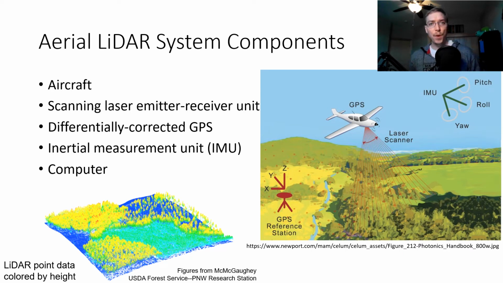There are a few different system components. We've got our aircraft, the thing flying around. We have our scanning laser emitter-receiver unit, basically the thing that's sending out and receiving the pulse. Then a differentially corrected GPS system. There's a GPS reference station on the ground, and there's one on the plane as well. What we're basically doing is correcting where the plane is flying to where the GPS says it is. And a lot of times we bring in what's called the Continuously Operating Reference System, or CORS network, as well.